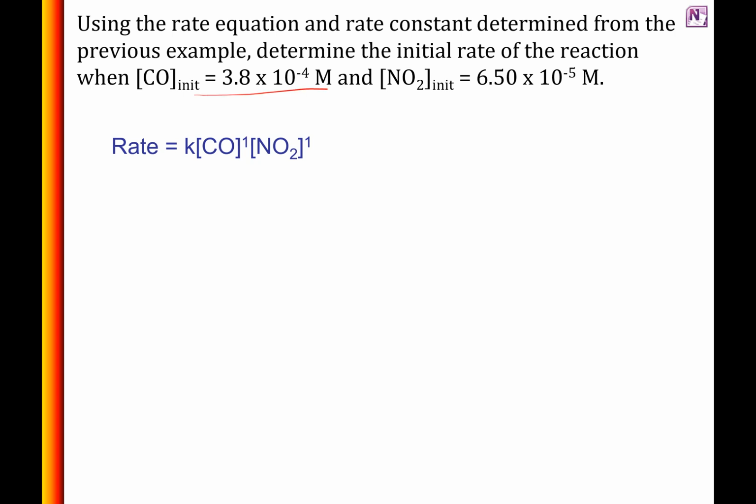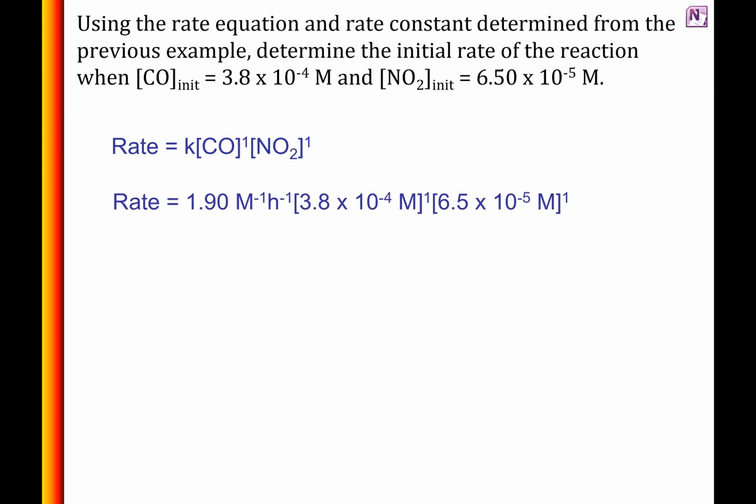So now you just plug in these numbers. Here's your concentration of CO, here's your concentration of NO2. Plug those in, and that will tell you the instantaneous rate for those concentrations. Okay, so for those conditions, rate is equal to 4.7 times 10 to the minus 8 molarity per hour.